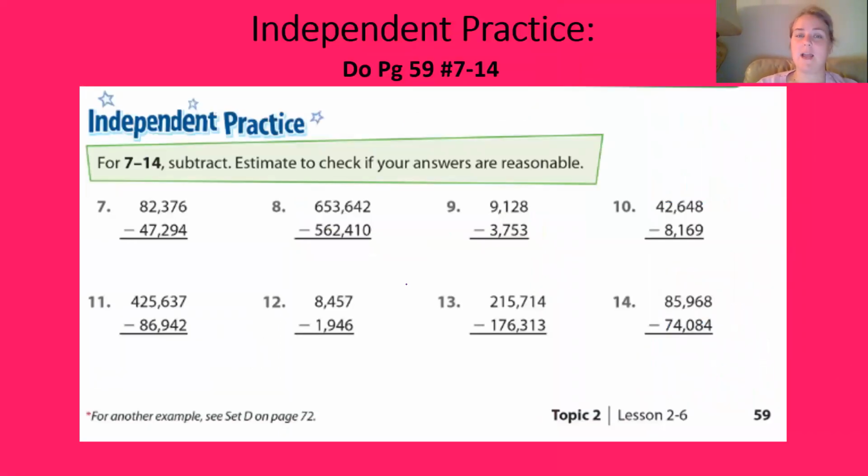Okay, so it's time for independent practice. Yay! All right, so in your math book, let me move the camera. In your math book on page 59, you're going to do 7 through 14. So you're going to do these 7 problems. I'm going to check it when we have our Tuesday check-in next week. And so make sure that you do this. If you have any questions, let me know.